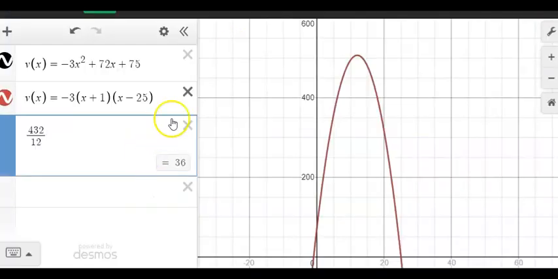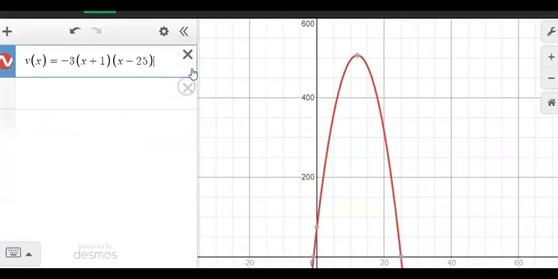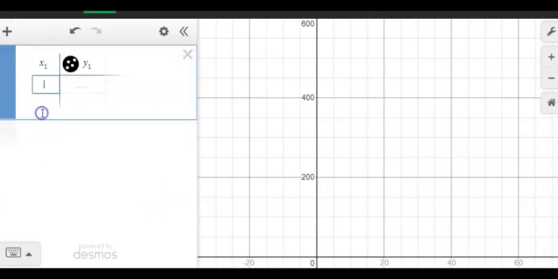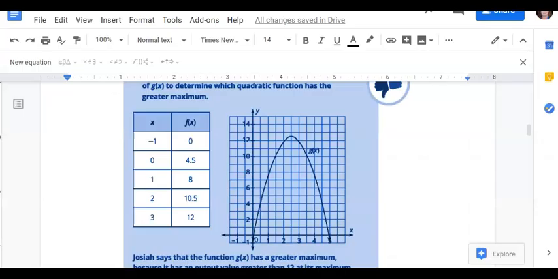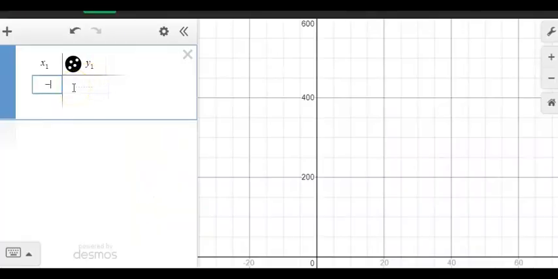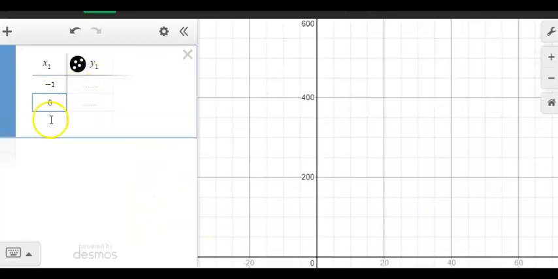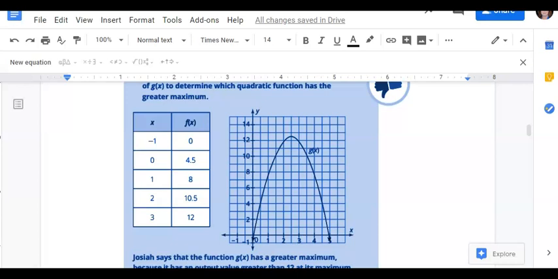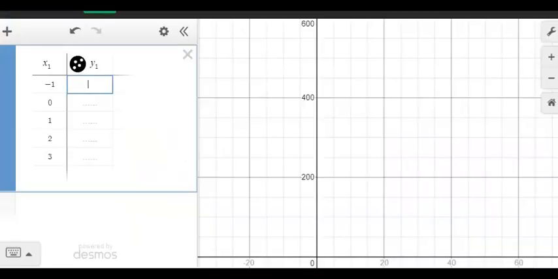So go back to your Desmos calculator. Clear out all this. You don't need it. And let's click on the plus sign and create a table. And we'll just create this table. So on the x column, you want -1, 0, 1, 2, and 3. And in the y column, we'll just put the y values that were given. The f of x values are your y values. So 0, 4.5.